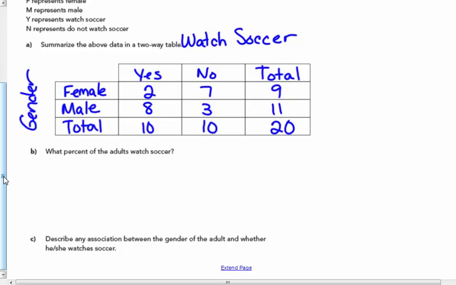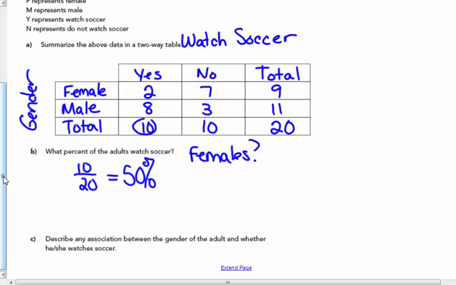What percent of the adults watch soccer? Of the adults, 10 total say they like soccer. I'm getting that number right here. Out of 20 in the survey, we all know what percent that is. It's 50%. What if they ask what percent of females liked watching soccer? Well, that would be 2 out of the 20, and that's only 10%.